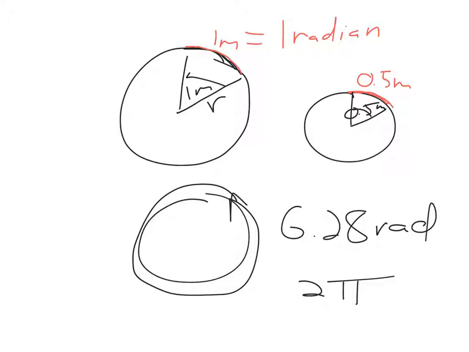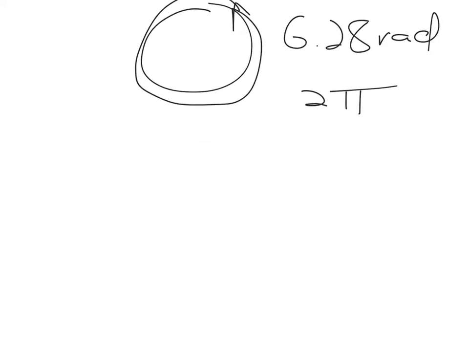Okay, so that's our notation here. So we will say that s equals r theta, where r is in meters, theta is in radians, and s is in meters. All right. So let's keep going from there. We now have this idea. That's how we're going to measure our distances.